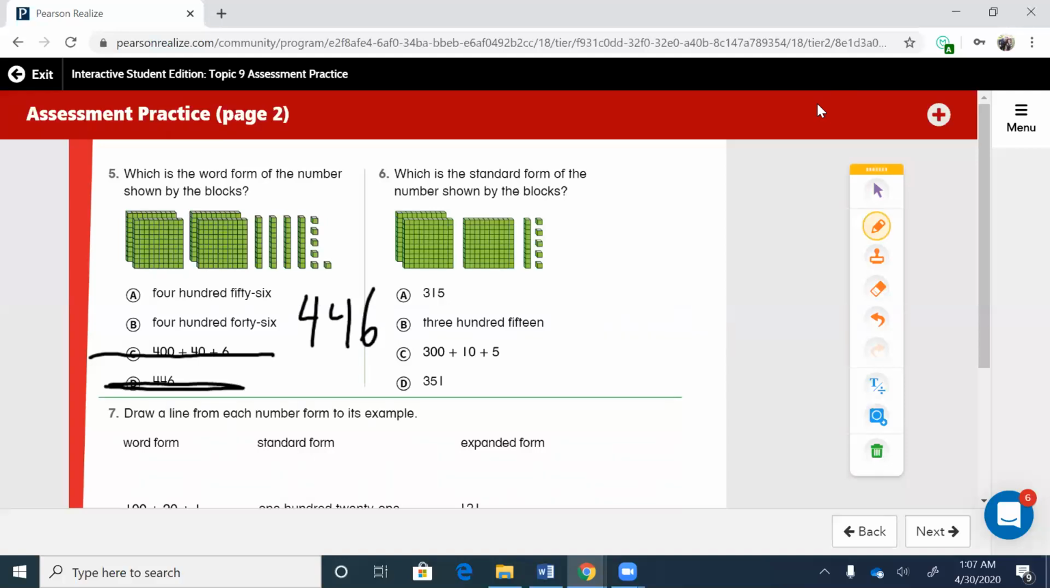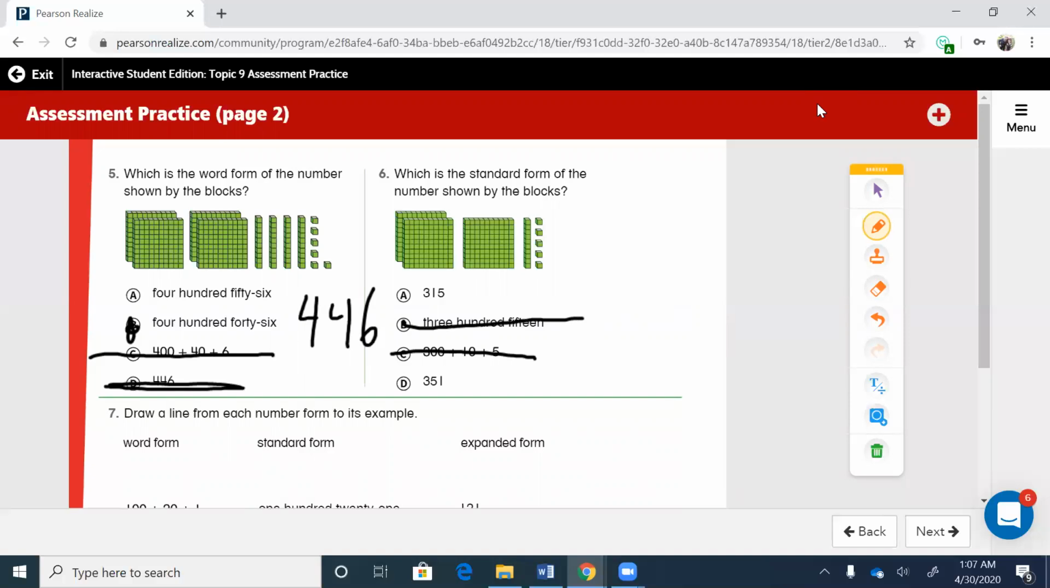So it has to be B, 446. All right, number 6, which is the standard form of the number shown by the blocks. Let's cross out the ones that are not in standard form. B is in word form and C is in expanded form. Let's look at the number.